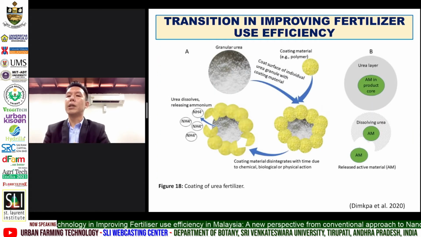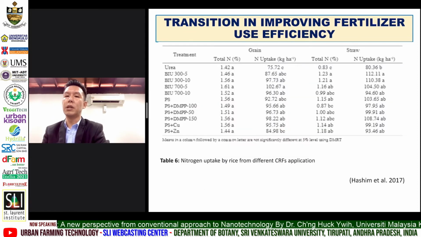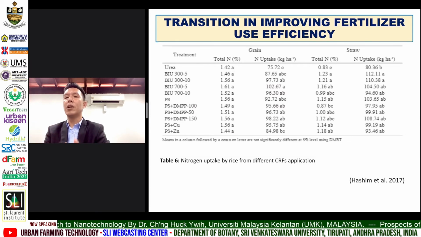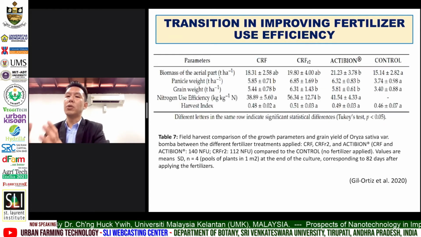As time passes, more innovations have been carried out in order to further improve the fertilizer use efficiency. Innovations like coating the chemical fertilizer have been shown to further improve the nitrogen use efficiency. As you can see in the table, the coated urea fertilizers produce higher nitrogen uptake compared to urea without any coating. And in terms of nutrient use efficiency, the coated urea produces a higher and better efficacy.